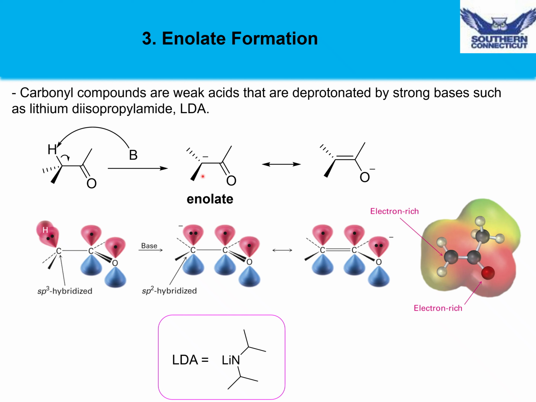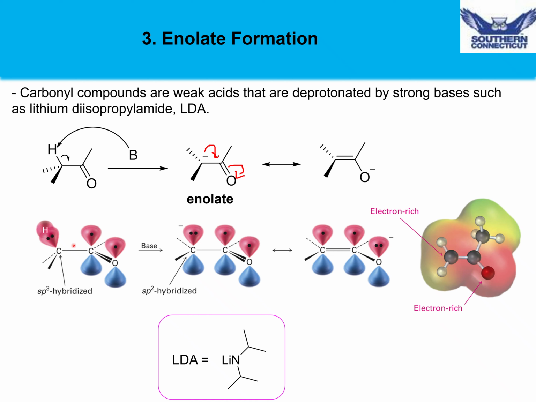Note that enolates always have two resonance forms, so we can put a negative charge on the alpha carbon from the carbon that we removed the hydrogen, or we can move that negative charge towards this oxygen of the carbonyl. So if we move this negative charge in this direction and break the double bond, we can create the other resonance form that you see here.